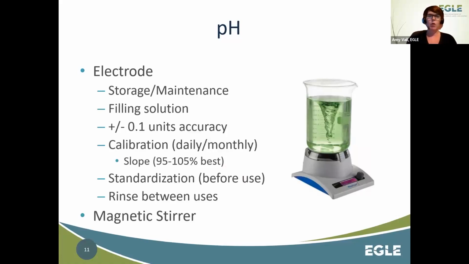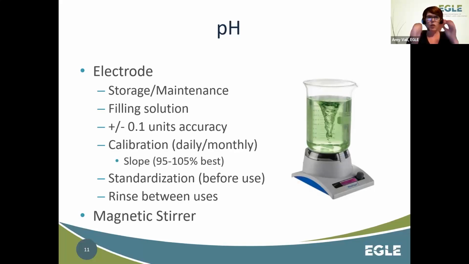There's things to think about with storage. In the method, it says that you are supposed to store your probes in potassium chloride. I know some people store it in distilled water or in the pH 7 buffer, but in the method itself, potassium chloride is specifically laid out. So that is what you should be storing it in. A lot of times when you get the pH probe, it'll come with a storage liquid, and you just look at that and make sure it's potassium chloride because that's following the method.